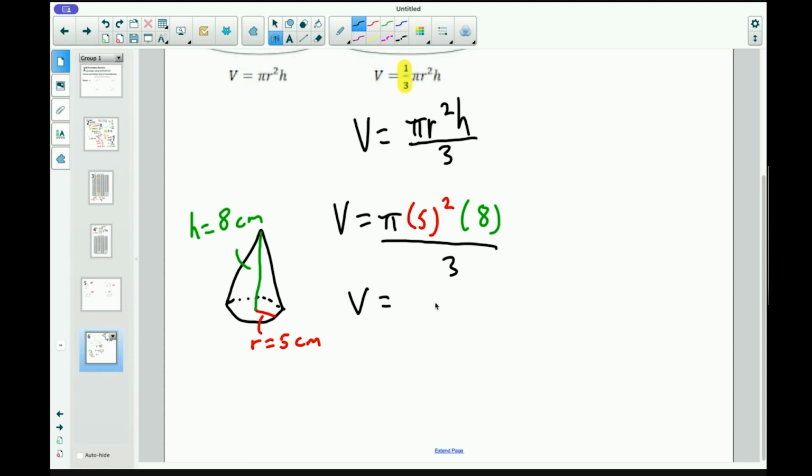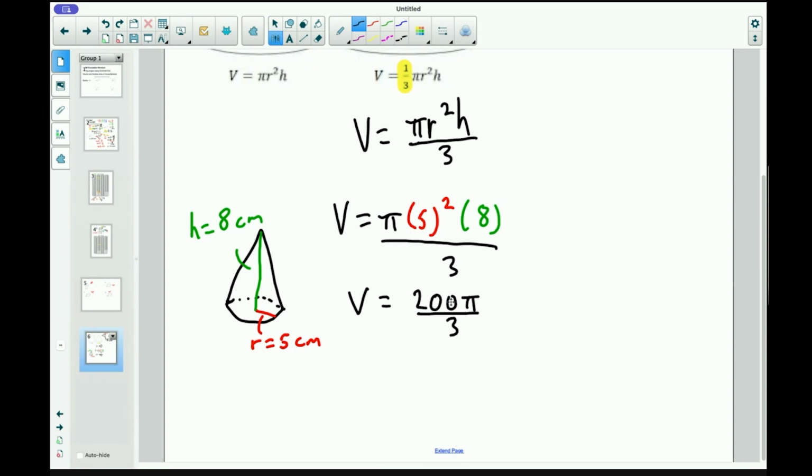Okay. So if you'd like, you can put this all into your calculator. The only exception is if the exam says to express it in terms of pi. All right. So this is where just understanding what's happening works really well. So we have 5 squared, which is going to be 25. And 25 times 8 gives me 200. We have 200 pi all divided by 3.